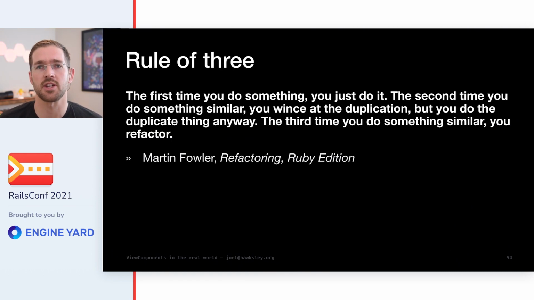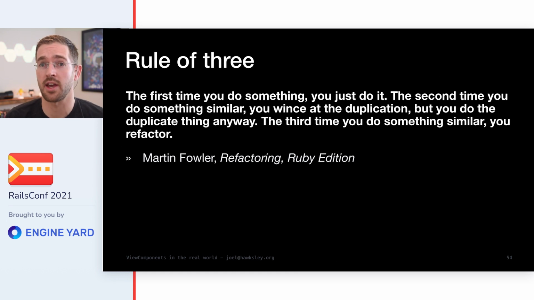The biggest challenge we've been facing, though, at this scale of building views is a missing abstraction in our view layer. A common rule of abstraction is the rule of three. I really like Martin Fowler's definition from Refactoring, Ruby edition. The first time you do something, you just do it. The second time you do something similar, you wince at the duplication, but you do the duplicate thing anyway. The third time you do something similar, you refactor.